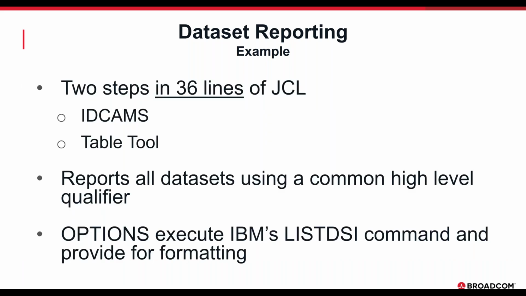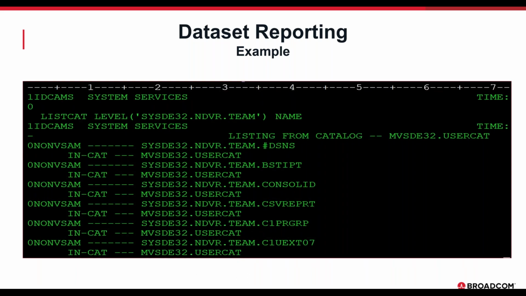So what produces this report? In this case, there are 36 lines of JCL. Now, we promise this has nothing to do with Endevor, so you won't see the Endevor CSV utility here. The first step is IDCAMS, which is just an IBM utility, which can take a high-level qualifier and produce some output showing just the dataset names. And of course, the second step is a table tool. The options in this case get a little bit complicated, but I'll show you what that looks like when we get there.